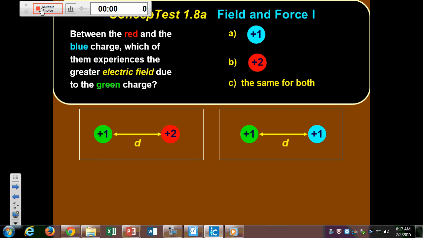Between the red and the blue charge, which of them experiences the greater electric field due to the green charge? So this one experiences an electric field at this location, this one experiences an electric field at this location due to the green charge. How do they differ? Or are they the same? Which experiences the greater electric field?